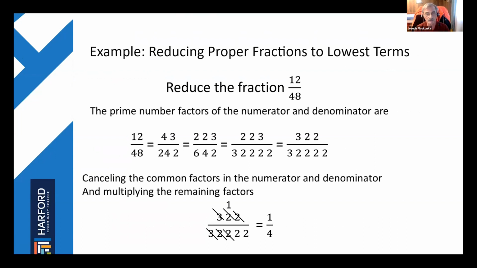Then the prime factors of 4 are 2 and 2, and 3. And then you still have 6 and 4 in the denominator. And then finally, all the prime factors become 2, 2, and 3, and 3, 2, 2, 2, and 2. And then what you can do is you factor out all the common terms, and you multiply things across, and you get the reduced term, which is equal to 1/4.